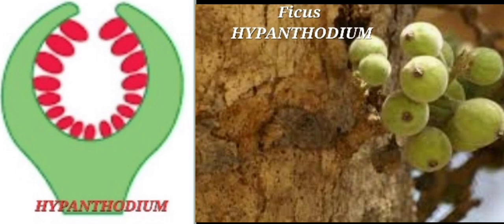Lastly, we come over to hypanthium, which is also called hypanthodium. Hypanthodium is seen in banyan or peepal, that is the genus Ficus. The peduncle is modified into a narrow, fleshy, globose and hollow cup-like receptacle with a narrow apical opening guarded by overlapping bracts. The male flowers are found at the mouth of the cup and the female flowers occupy the base of the receptacle. There are also sterile flowers which are found in between.